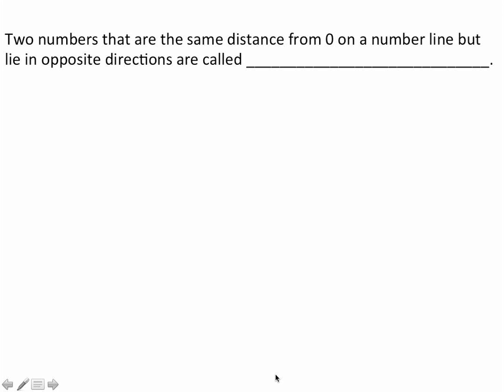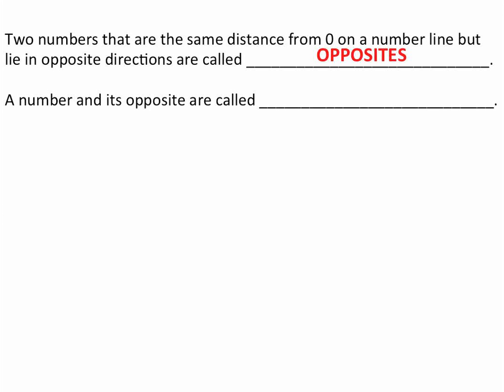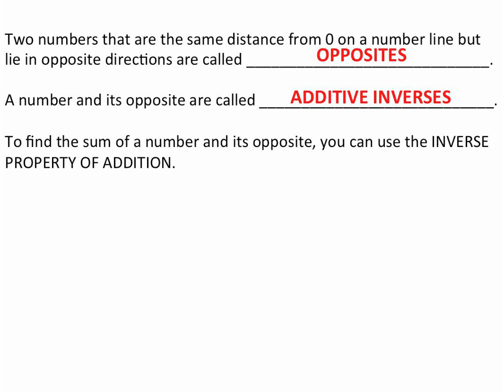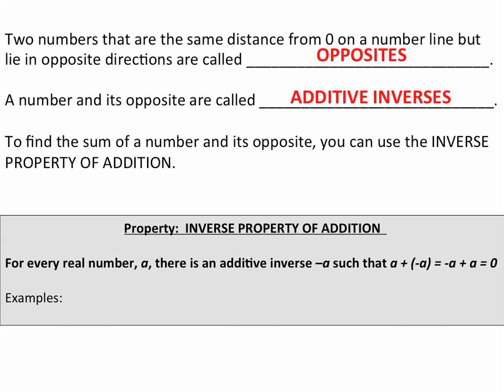Two numbers that are the same distance from 0 on a number line but are in opposite directions are called opposites. A number and its opposite are called additive inverses because when I add them together, I get 0. You can use the inverse property of addition. That basically says if I take a number and its opposite and add them together, I'm always going to wind up with 0.